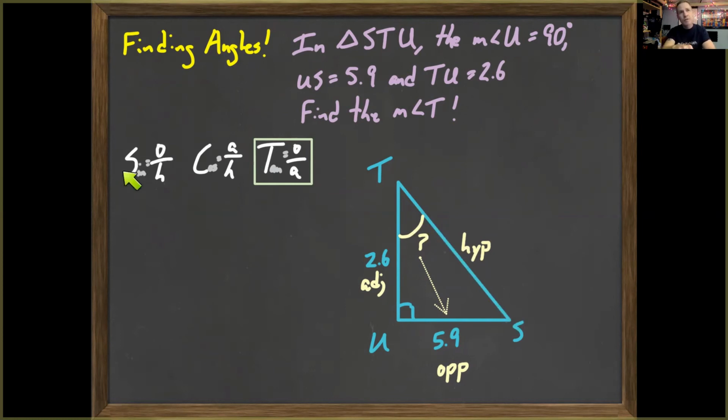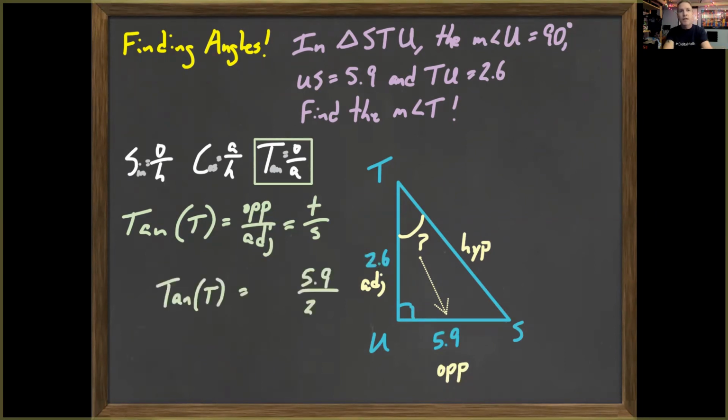So here's my good friend SOHCAHTOA. So tangent. I know my opposite side. I know my adjacent side. So that's how I'm going to set up my trig functions. So the tangent of angle T equals the opposite side over the adjacent, or I could call that lowercase t over lowercase s. So the tangent of t equals 5.9 divided by 2.6.